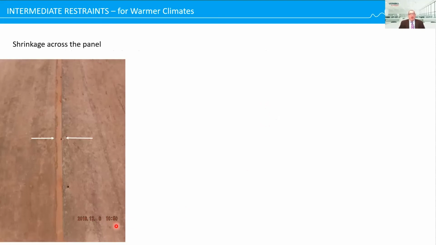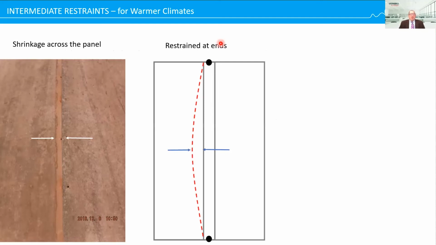Here's a job that shrunk roughly 30mm from the top to the bottom, where there were no intermediate restraints. As you can see, this is back in 2016. This is really early days, before we understood how much shrinkage there was in these hotter climates. So what we found in this case was the top end was restrained, the bottom end was restrained, and basically the maximum shrinkage was in the middle. Call it, for example, around 30mm for this example.